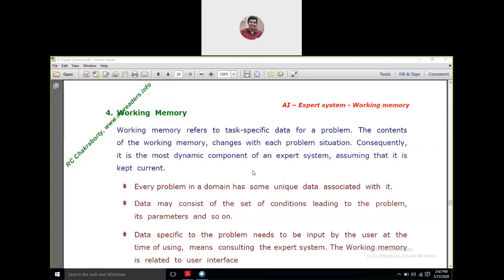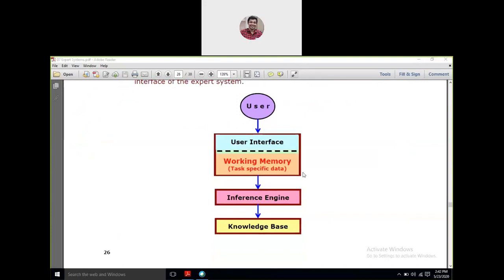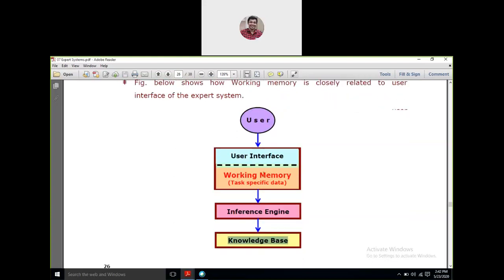So we do have it here. We do have a user interface which is directly connected to the user. We do have the inference engine that makes the decision, and we do have the pure knowledge base. So this is our working memory part. Here you can see the working memory part.